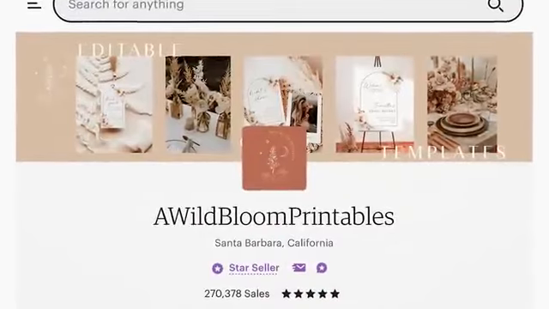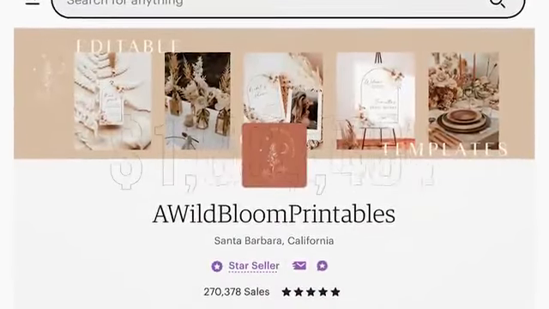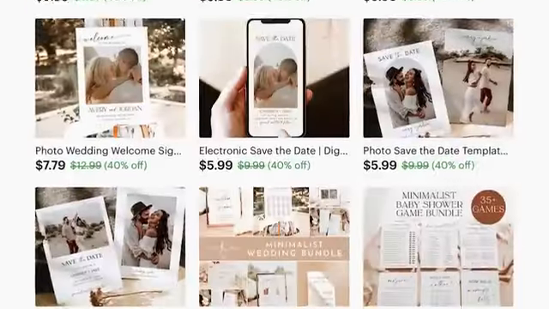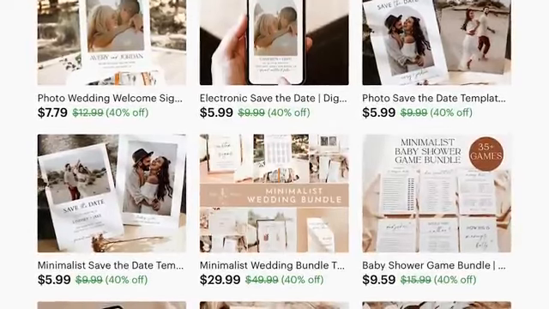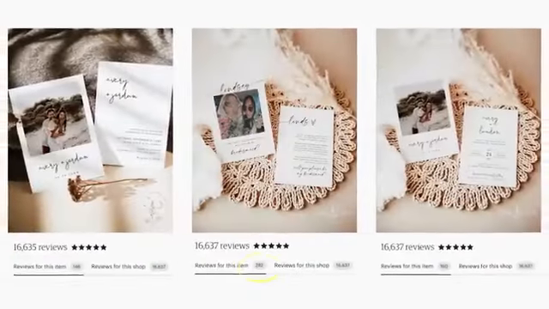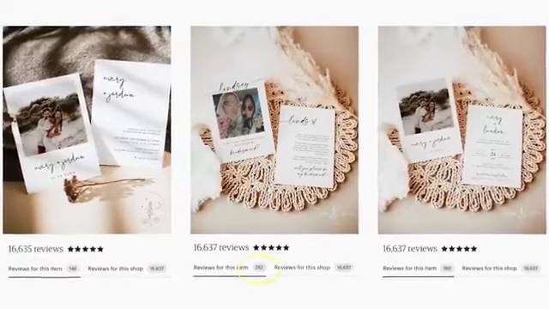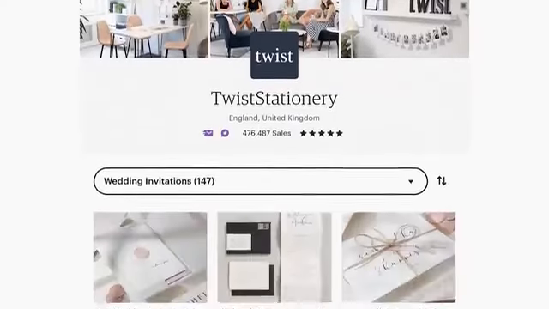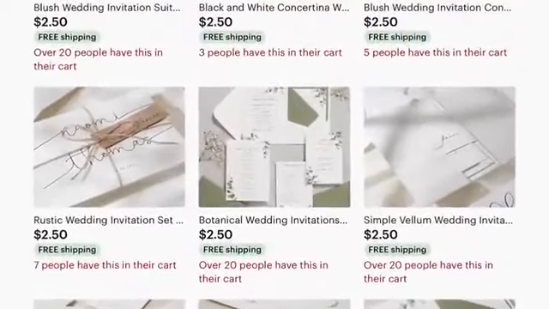For this example shop called A Wild Bloom Principles, they've likely already made close to $1.6 million already from selling these digital download wedding resources. Items like their wedding invitation templates get hundreds of reviews, and they're extremely simple designs. Other shops like Twist Stationery have very similar designs, and as you can see, they're in very high demand.